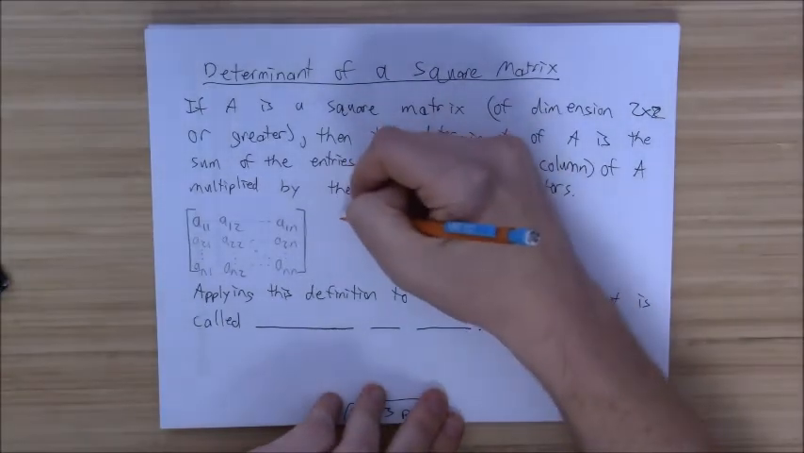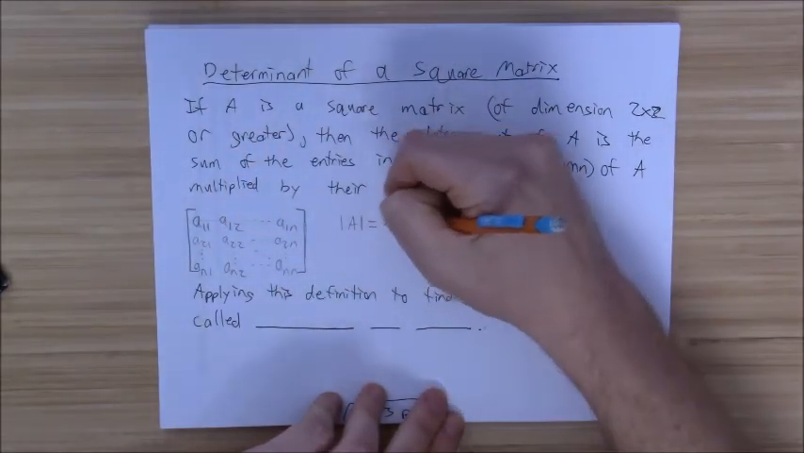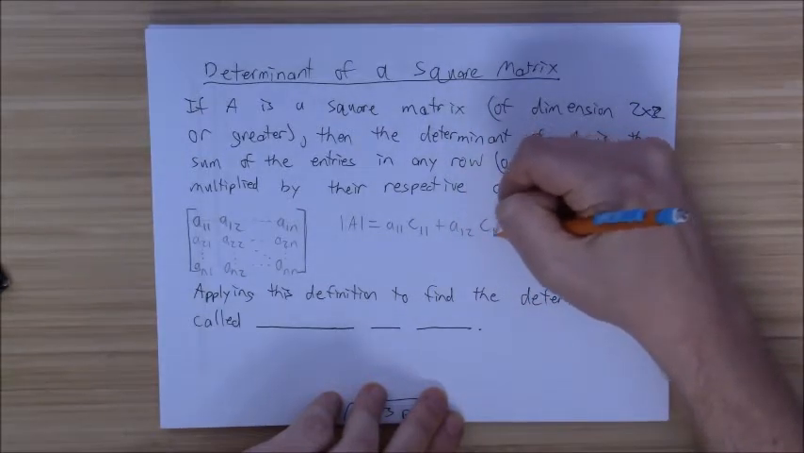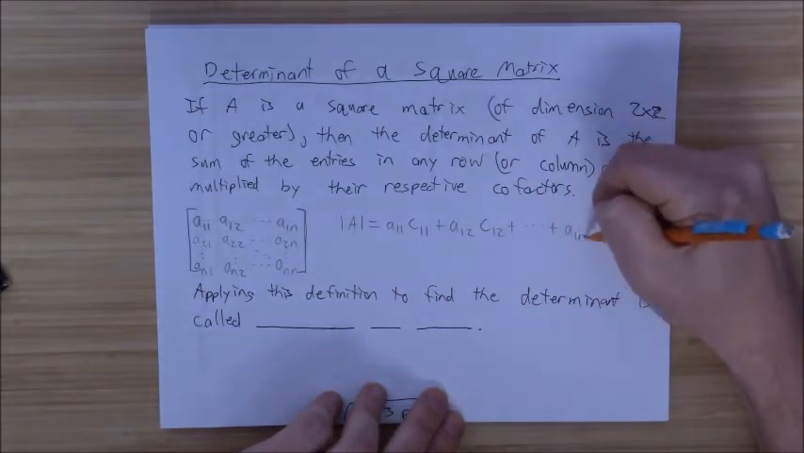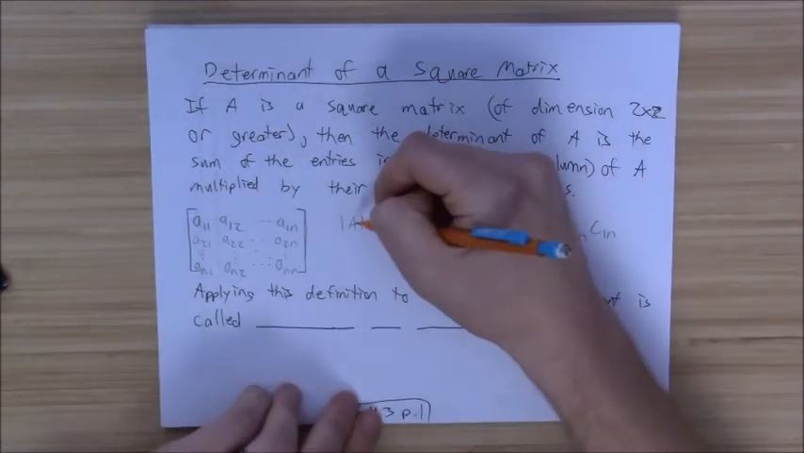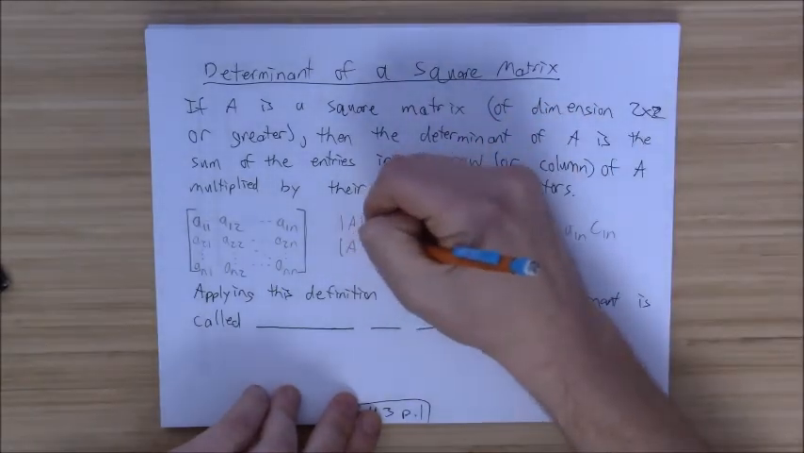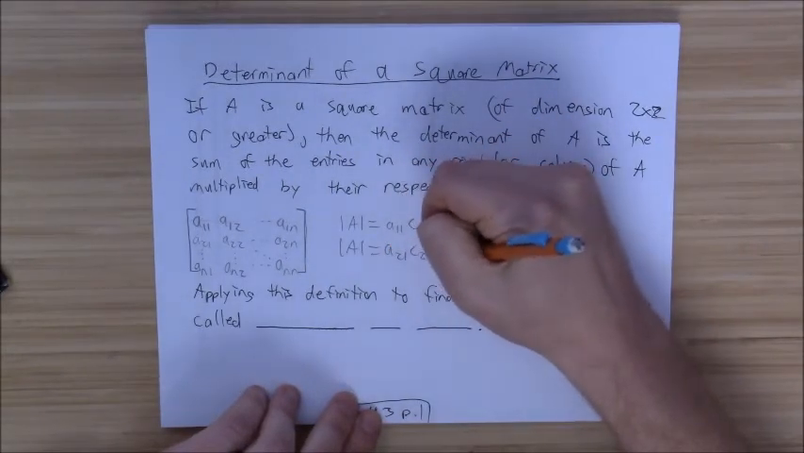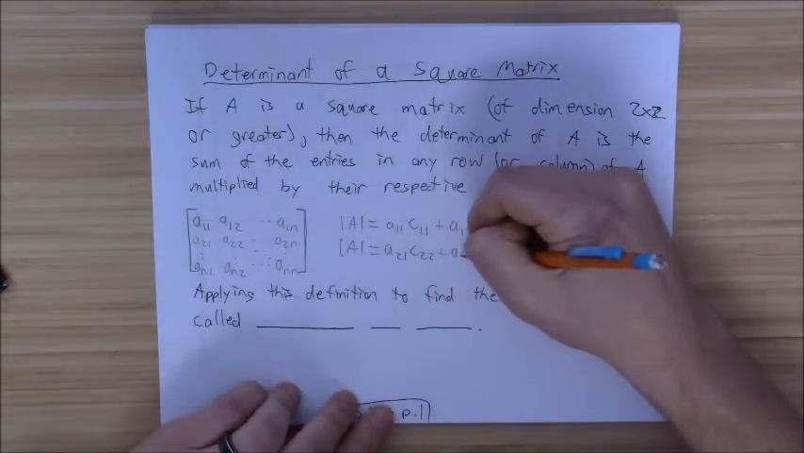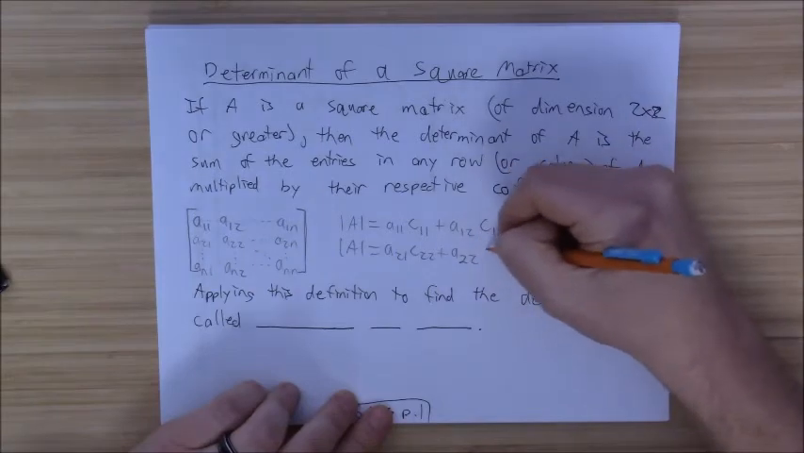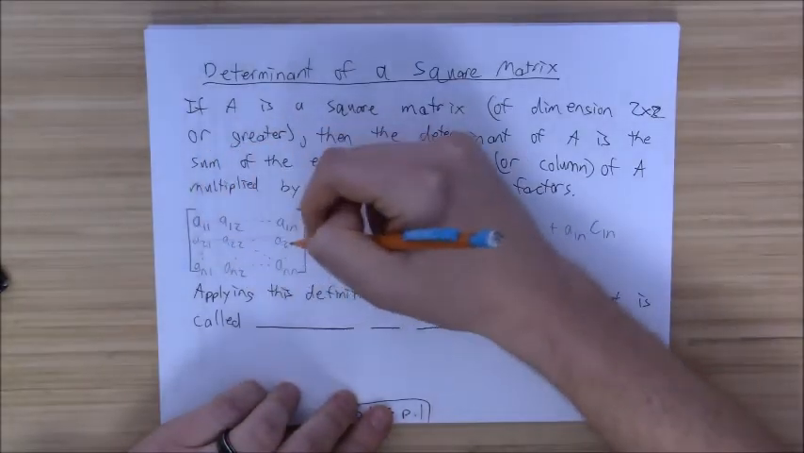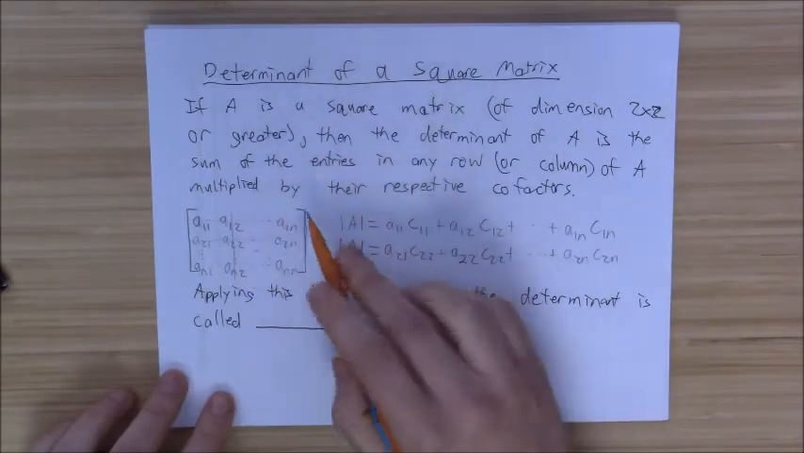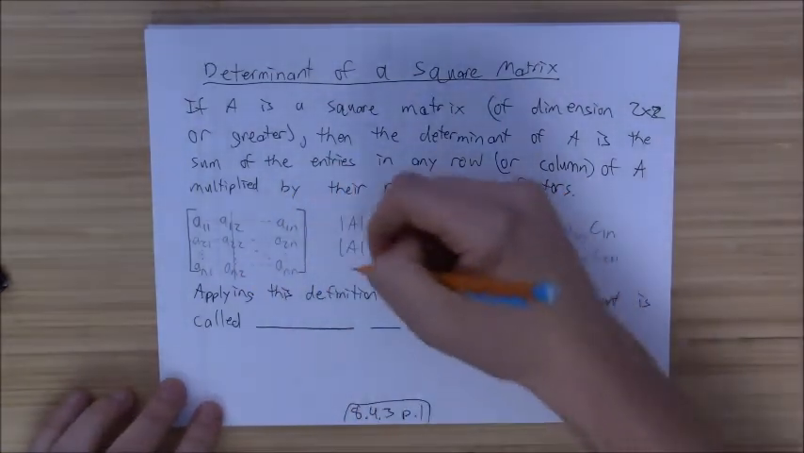If we do the first row, we could find the determinant as A equals A11 times the first cofactor plus A12 times the second cofactor, and just keep going up to A1n times C1n, okay? Or another way we could do it, and these will all give A, we could go down the second row, A21, C21, plus A22, C22, and then all the way down to A2n, C2n. Although what I said before was correct as well, it's down any row or column, okay?